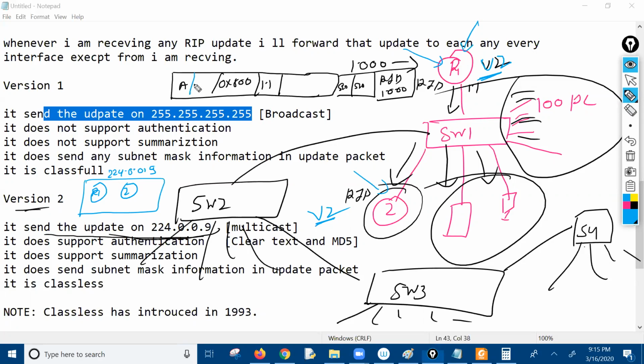Now we have a multicast MAC and a multicast address. Now the packet comes to the switch. The switch will only forward the packet to this router, and only R2 will receive this information, not this guy, not this guy, not even this guy. This is the benefit of having multicasting. We'll learn multicasting, and how multicasting works, in the IP multicast section, don't worry.